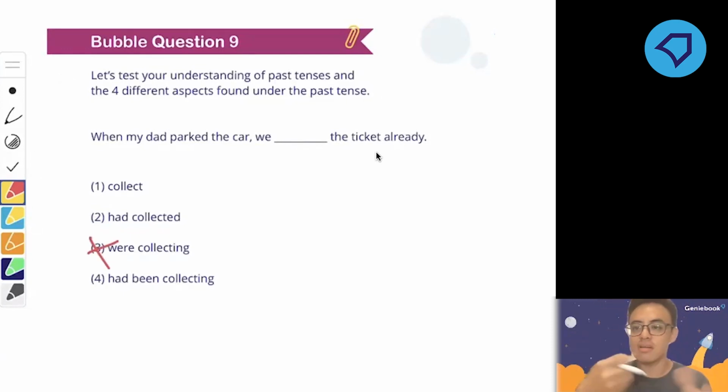Ticket collection is very fast. You collect and then you go. You don't need to collect and chit chat with the guy. So number 2 is correct, right? We had collected the ticket already. At that time, when dad was parking the car, we had collected the ticket. So just think about the action here. The action is fast, we use the past perfect. The action takes long, we use past continuous.